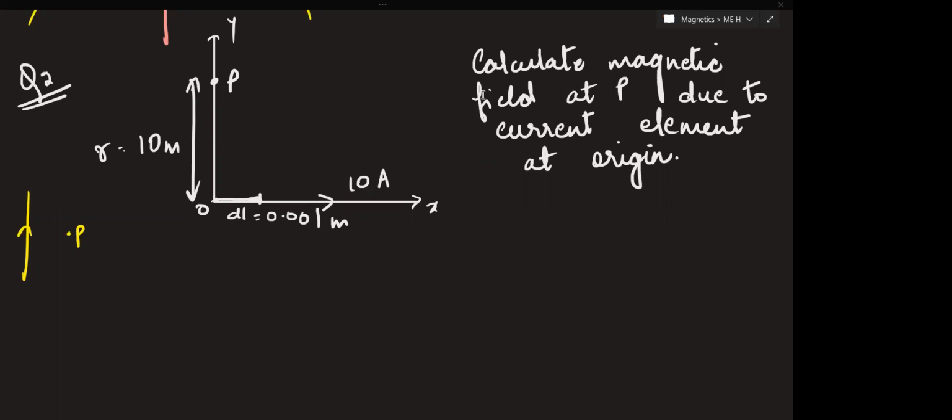Ma'am, one doubt. Yes. Ma'am, in this question, we have to use the scalar form of the formula, right? You have to use the normal scalar form: B is equal to mu naught I dl sine theta divided by 4 pi r square. That you have to use. For the direction, those two rules that we have discussed right now.